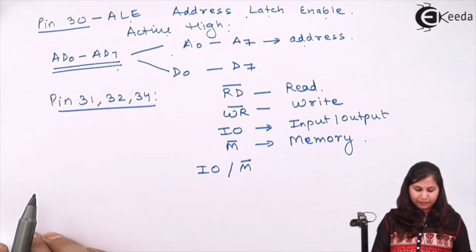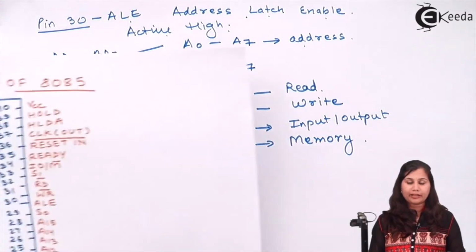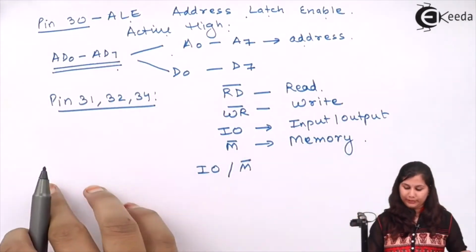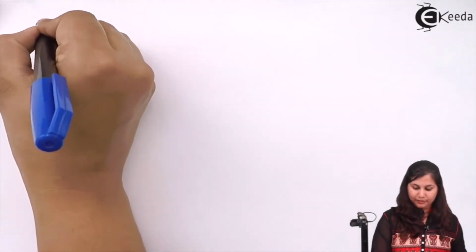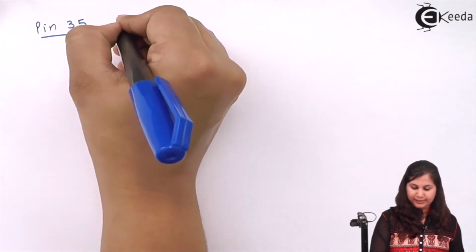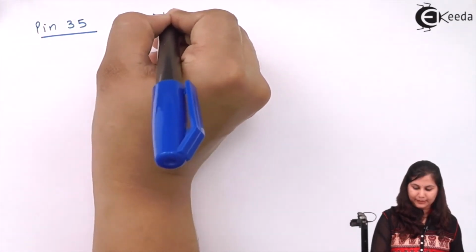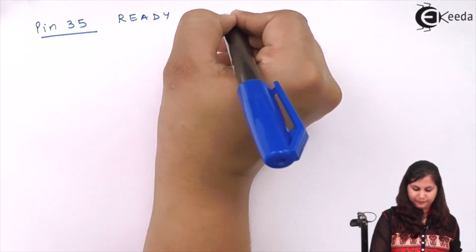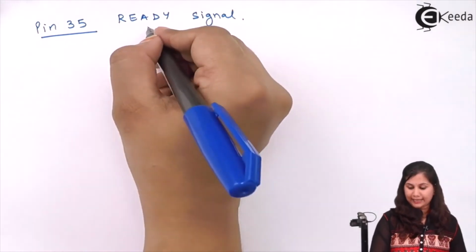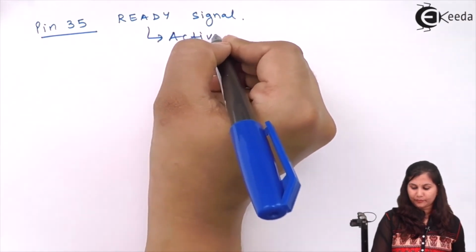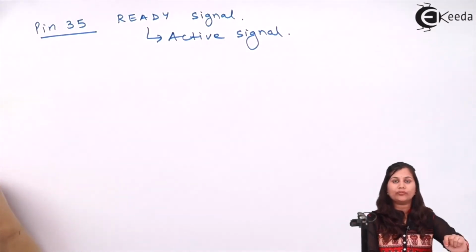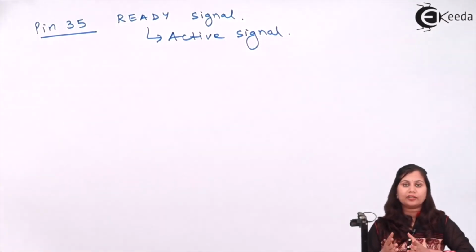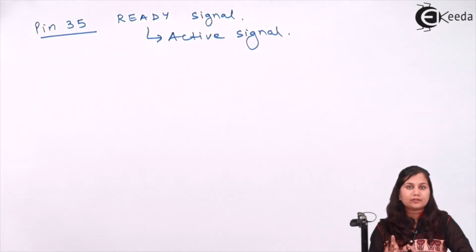Next comes pin number 35. Pin number 35 is the ready signal. This ready signal is an active high signal. Sometimes we have to connect the microprocessor to various types of devices, and the working of the microprocessor can be slow or fast with respect to the other devices.